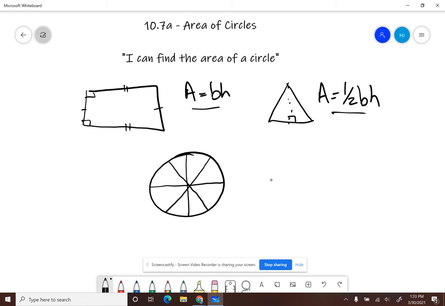What I want you to realize is that I can deconstruct this. This is one of the things that we do with composite figures to figure out their area: deconstruct them. In other words, I could pull these pieces out and rearrange them. So I could actually rearrange this circle in this manner, and you kind of get the idea.